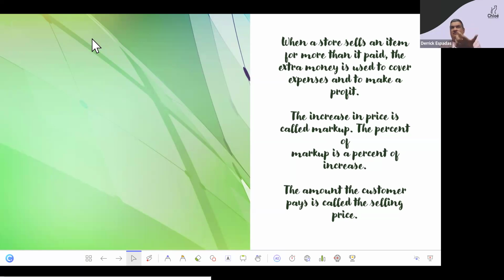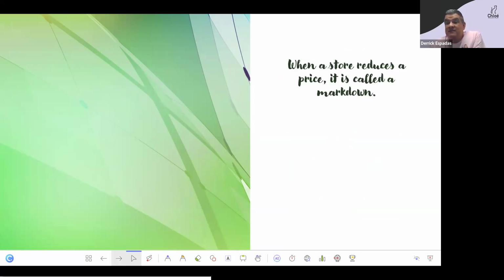The increase in price is called the markup. The amount the customer pays is called the selling price. I don't think that one's really going to throw anyone. So when a store reduces a price, it's called a markdown.